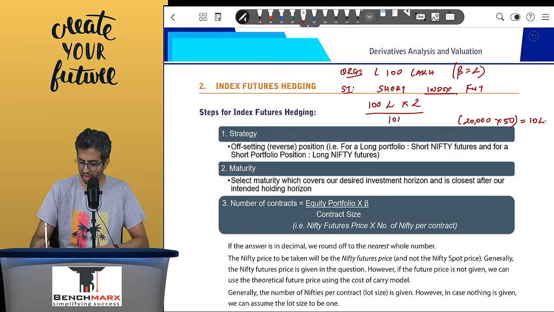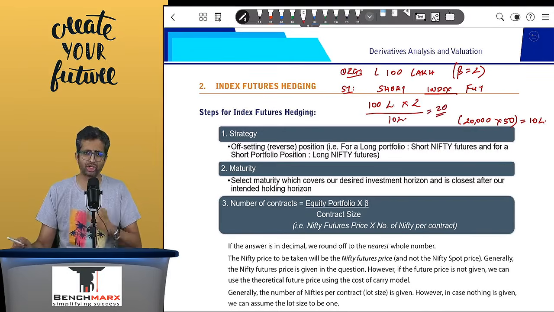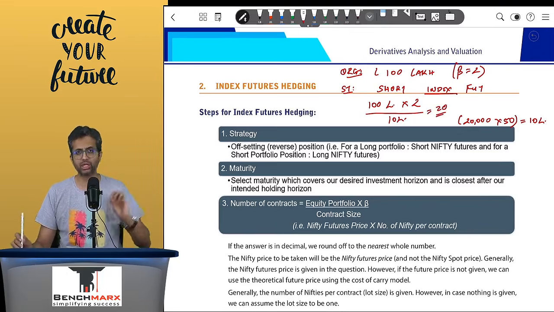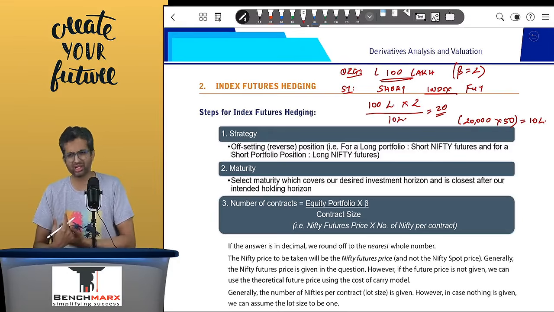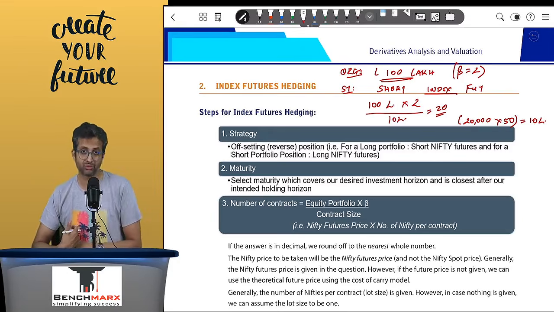So if I want to find the number of contracts, well, this is 100 lakhs into 2, that is 200 lakhs upon 10 lakhs. So that is 20 such contracts. So for hedging, I will go short 20 Nifty futures. Sir, but how will that protect yourself? Well, let us say if the stock price goes down by 10%, or let's put it the other way around, let us say the Nifty falls by 10%.